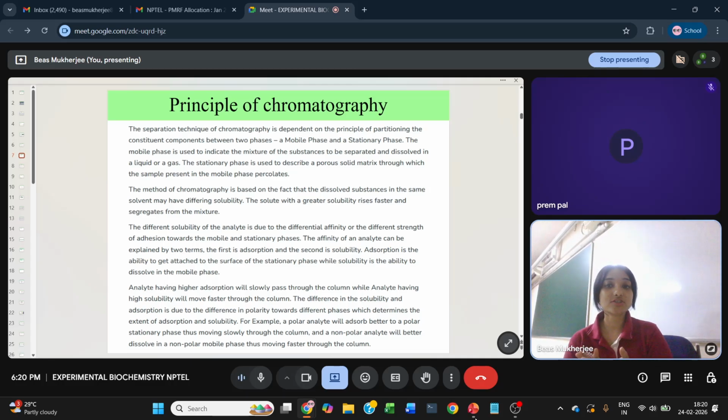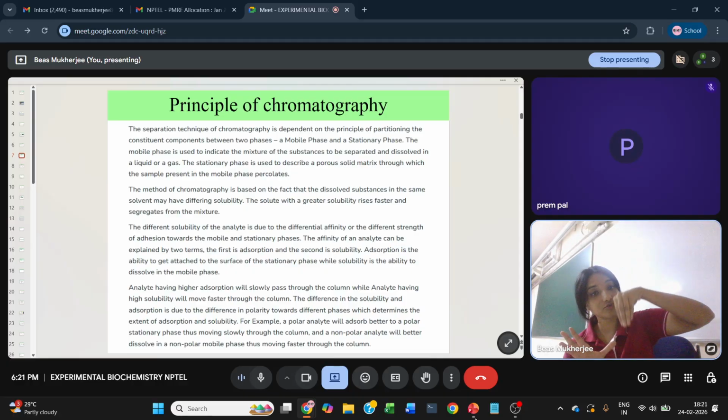So the different solubility of the analyte is due to different affinity, or different strength of adhesion, towards the mobile and stationary phases. Now the affinity of the analyte can be explained in two terms. The first is adsorption and the second is solubility. Adsorption is the ability to get attached to the surface of the stationary phase, while solubility is the ability to dissolve in the mobile phase. Now an analyte having higher adsorption will pass very slowly through the column. An analyte having high solubility will move faster through the column.